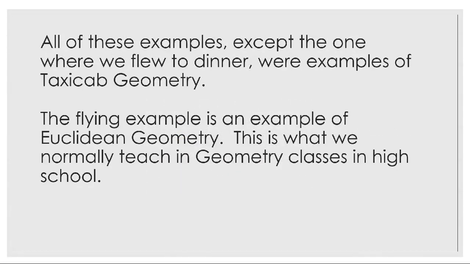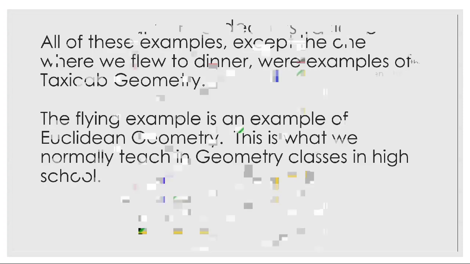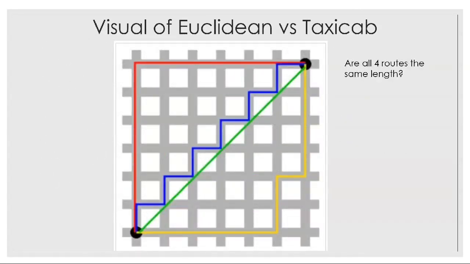All of these examples, except the one where we flew to dinner, were examples of taxicab geometry. So think of a taxicab driving through a city. The flying example is an example of Euclidean geometry. This is what we normally teach in geometry classes in high school. So here is a visual of Euclidean versus taxicab. The red, the blue, and the yellow are all taxicab examples, and the green is a Euclidean example where we would typically use the Pythagorean theorem.